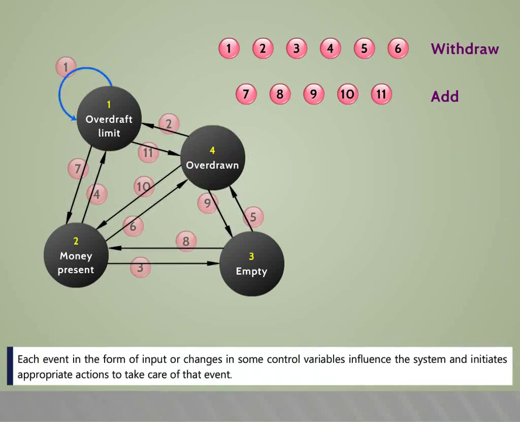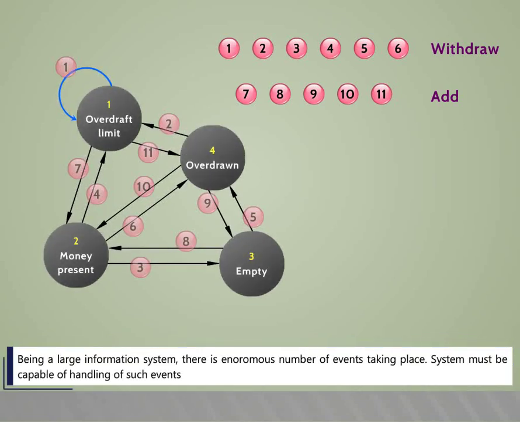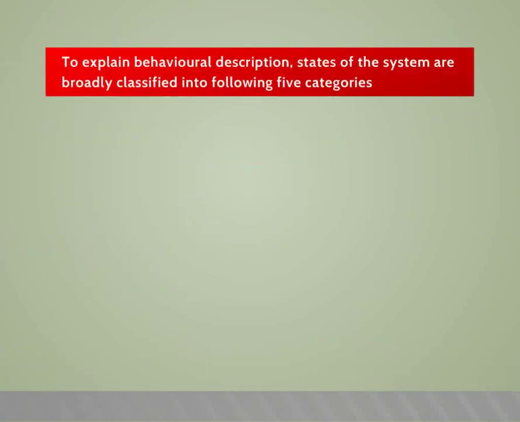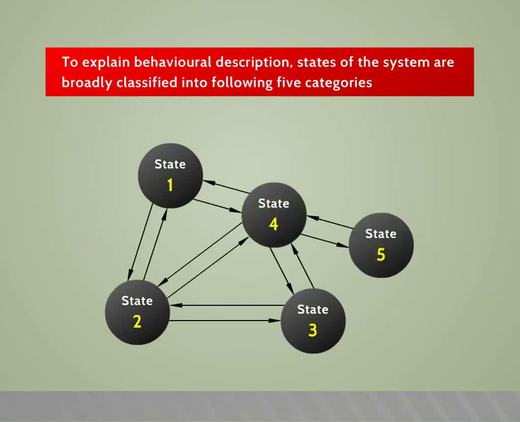Each event in the form of input or changes in some control variables influences the system and initiates appropriate actions to take care of that event. Being a large information system, there is an enormous number of events taking place. The system must be capable of handling such events. To explain behavioral description, states of the system are broadly classified into following 5 categories.